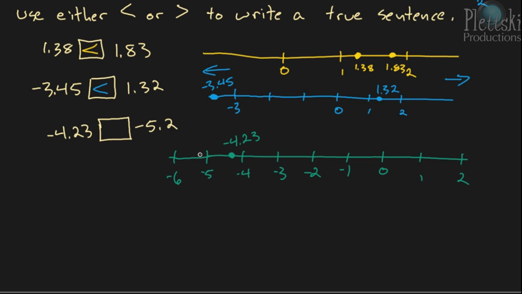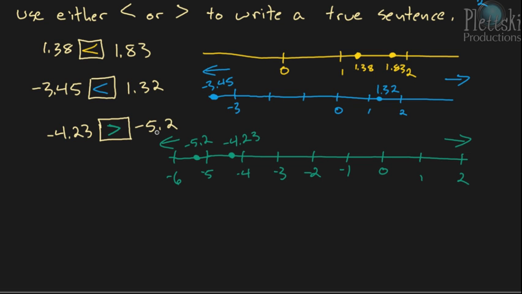And then negative 5.2 would be about there. So we can say that negative 5.2 is actually less than negative 4.23. Or you can say that negative 4.23 is greater than, because it's farther to the right, and that's going to be greater than. So negative 4.23 is greater than negative 5.2.